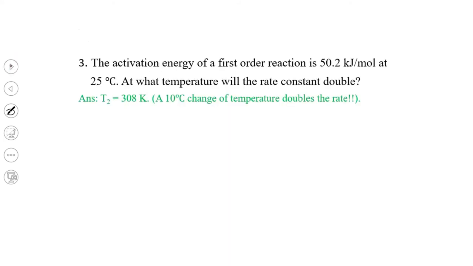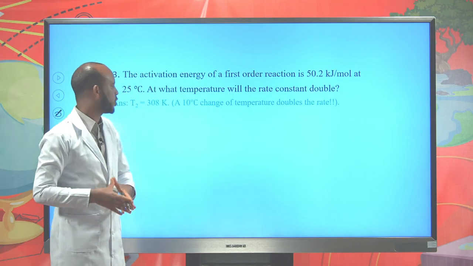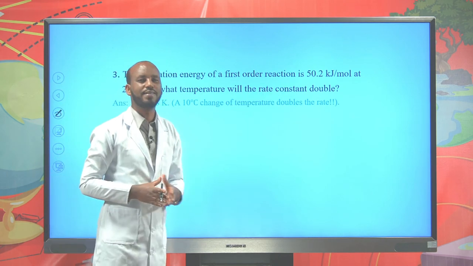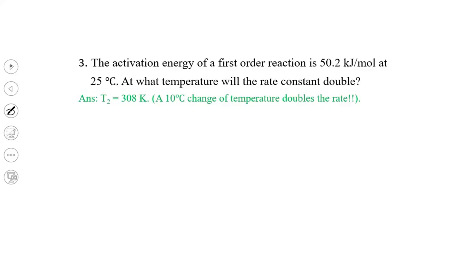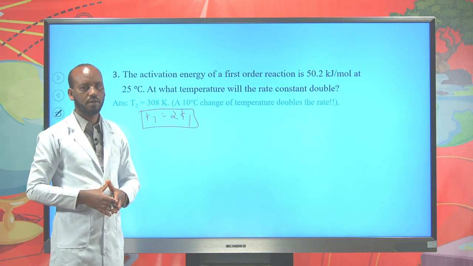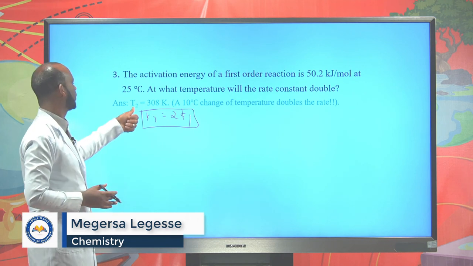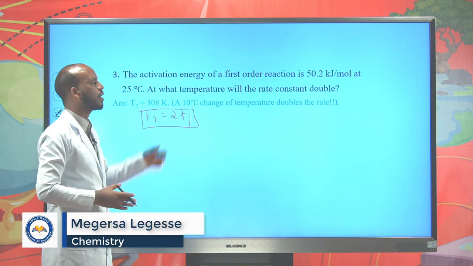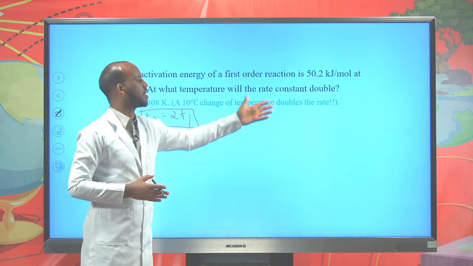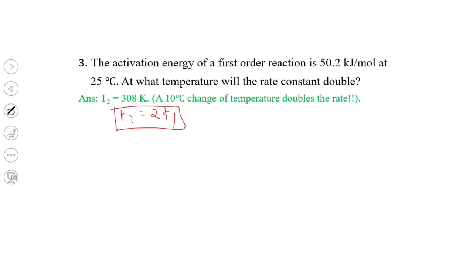Number 3. The activation energy of a first order reaction is given at 25 degrees centigrade. At what temperature will the rate constant double? At what temperature does k2 become 2 times k1? Again, substituting the given values in the equation, you get T2 equals 308 Kelvin. From this, what do you understand? A 10 degree centigrade change of temperature doubles the rate.